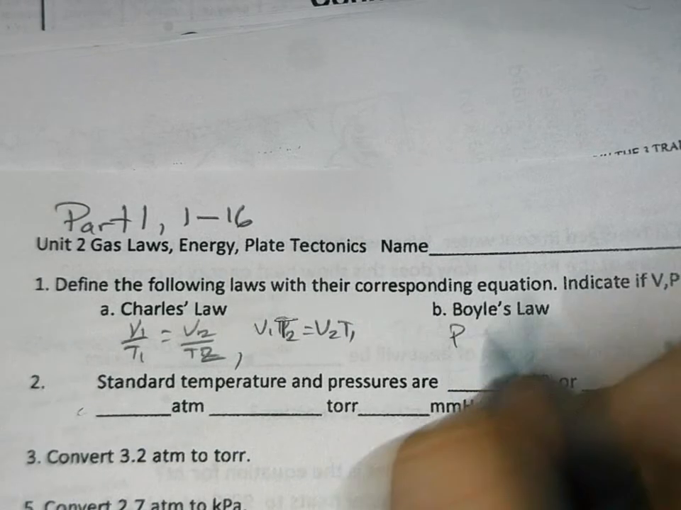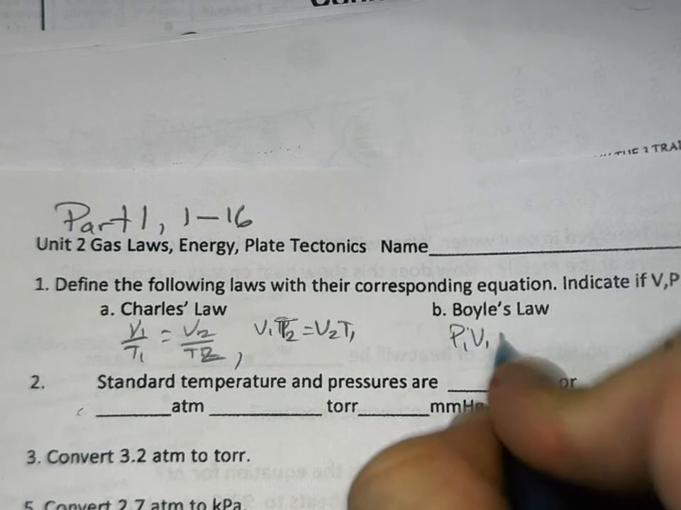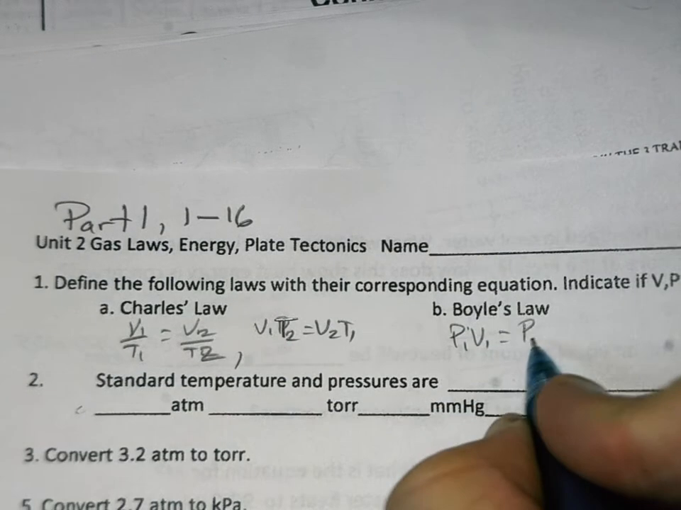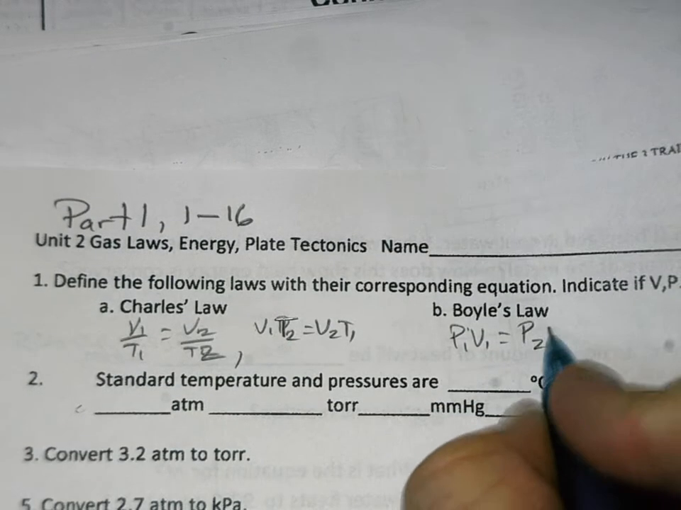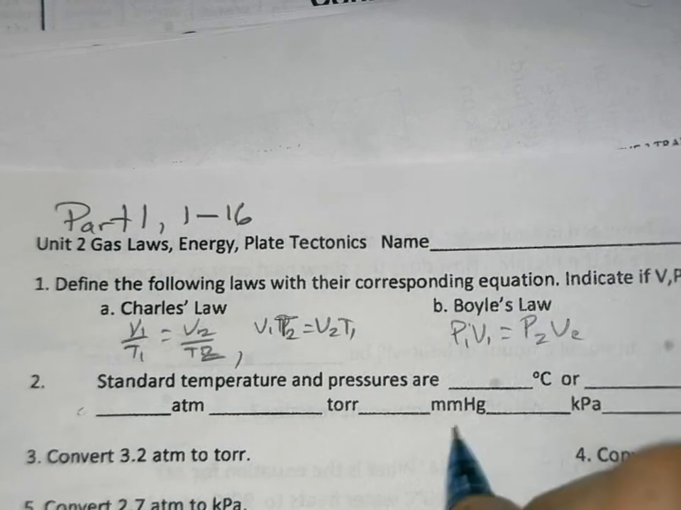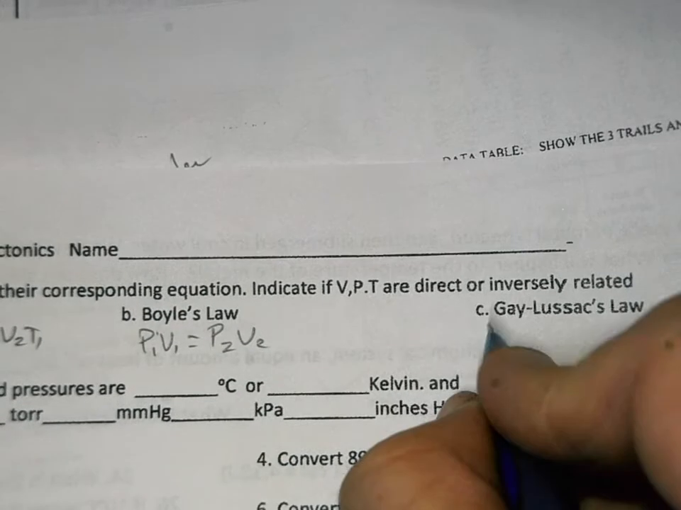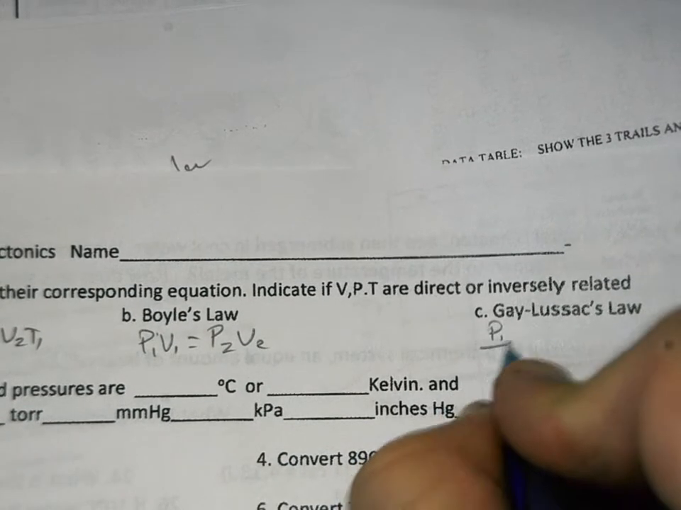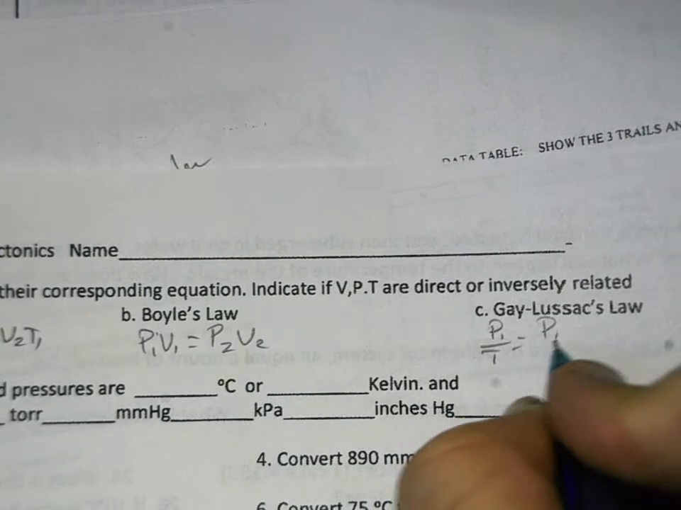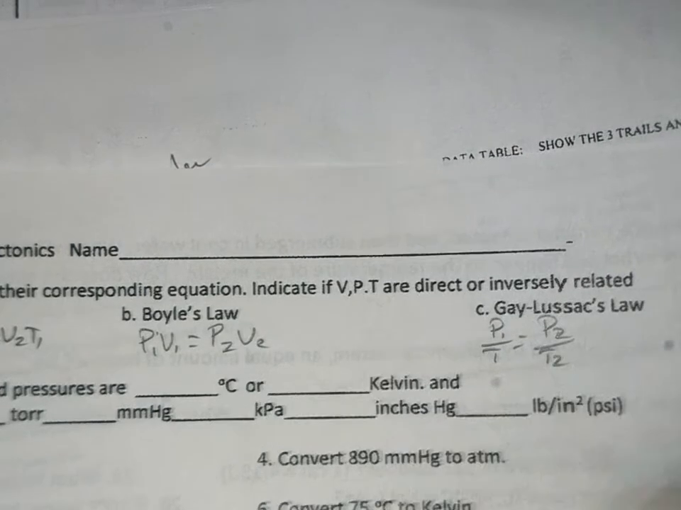Boyle's law, that's the one on pressure. We got pressure 1, volume 1 equals pressure 2, volume 2. That one's already set up for you, rearranging the equation, so you don't have to have these memorized. They're going to be there. Gay-Lussac's law deals with pressure and temperature: pressure 1 over temperature 1 equals pressure 2 over temperature 2.